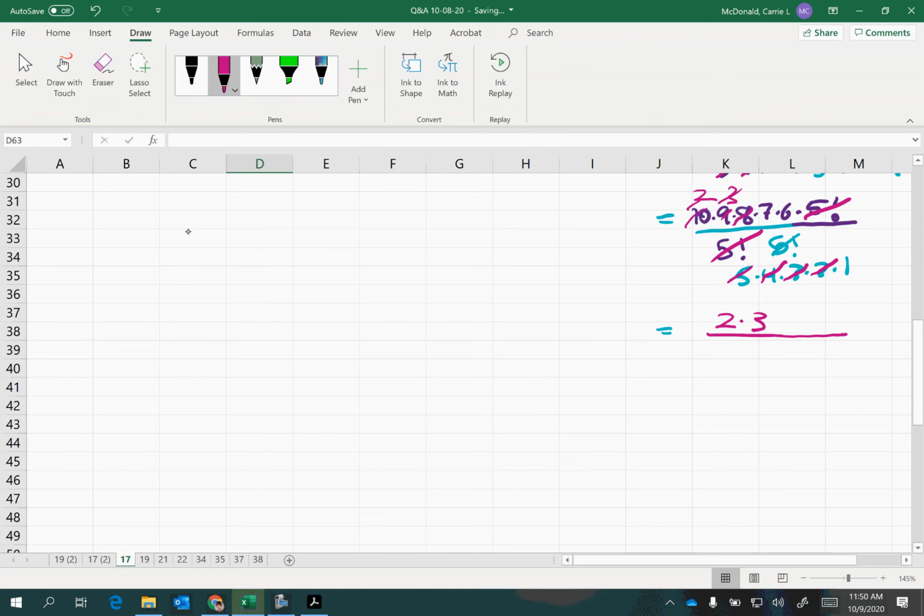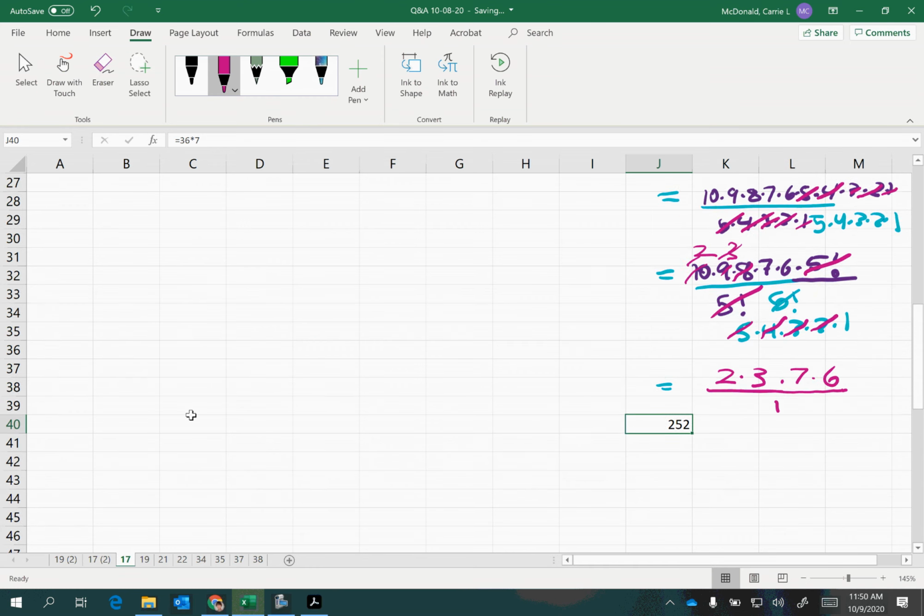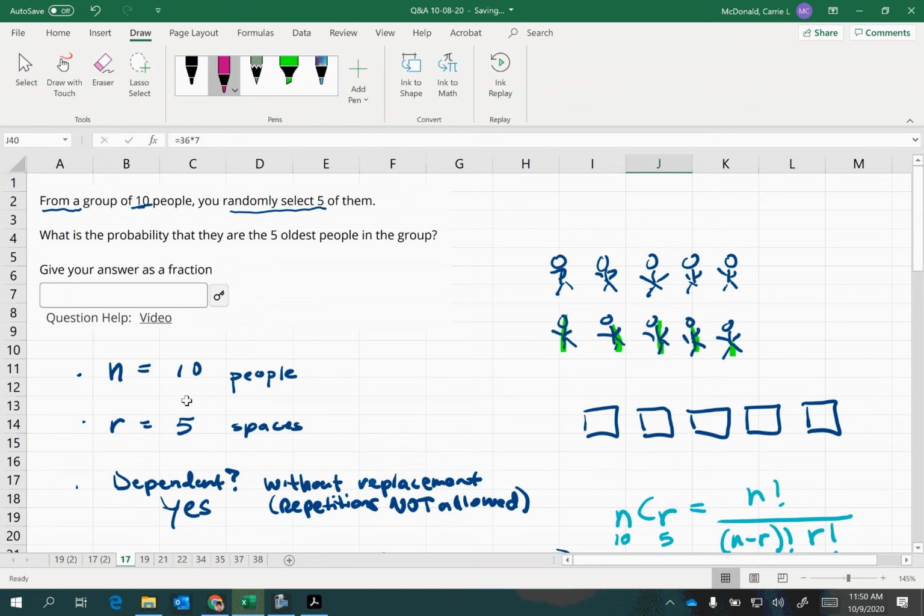I've already written down the 2 and the 3, and then I still have a 7 and a 6 left over 1. So what does that equal? 2 times 3 is 6. 6 times 6 is 36. So I'm going to do 36 times 7 and get 252. So that is the number of possible groups of 5 I could get, and only one of them is going to have all 5 of the members being the oldest. So I'm going to say that the answer is one group that's favorable out of 252 possible groups.